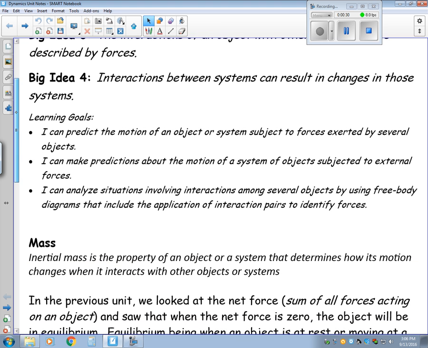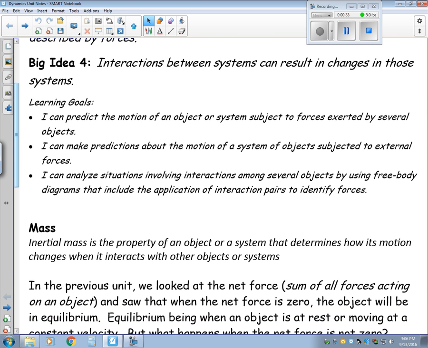So, your learning goals. I want you to be able to predict the motion of an object or a system subjected to forces exerted by several objects. I want you to make predictions about the motion of a system of objects subjected to external forces. And I want you to be able to analyze a situation involving interactions among several objects using a free body diagram that includes the application of interaction pairs to identify forces. Okay, so that's a lot.